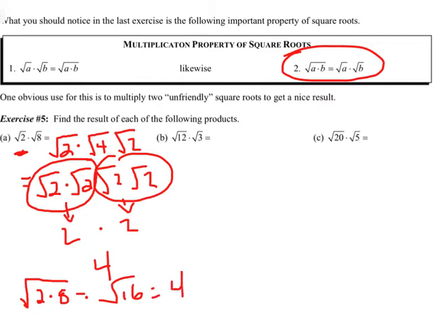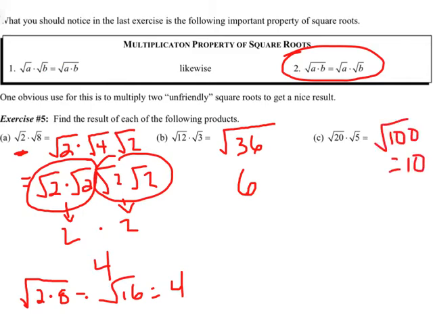If I look at the next one, yeah, I like the shortcut. If I do 3 times 12, I get 36. What's the square root of 36? Well, it's going to be 6 here, okay? And I do the last one, square root of 20 times 5. That's square root of 100, which we know the answer is 10.